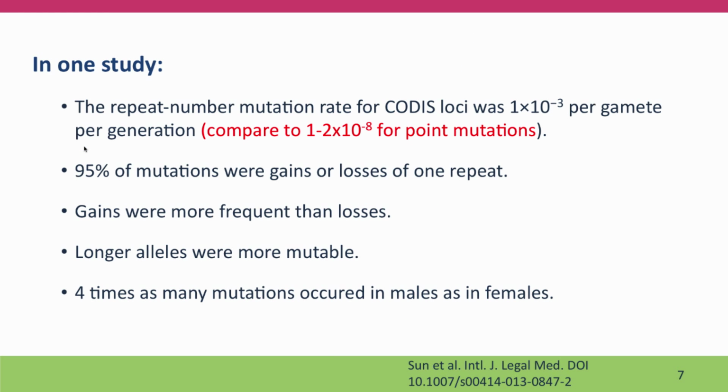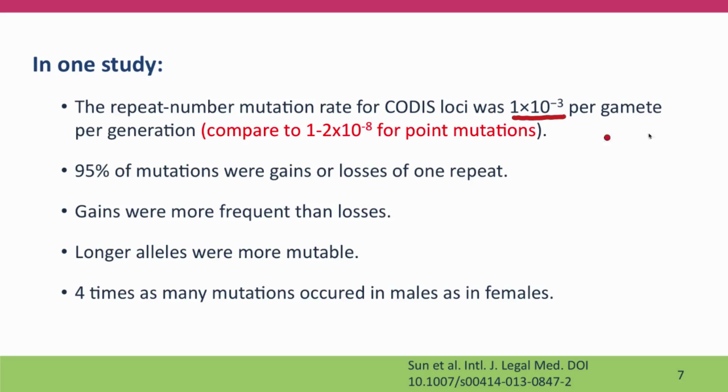The frequency with which these markers change was addressed in one particular study. And what they found using the CODIS markers was that the frequency of changes in copy number was about 10 to the minus 3 per gamete per generation. So that's from parent to child. And this may seem like quite a small number.